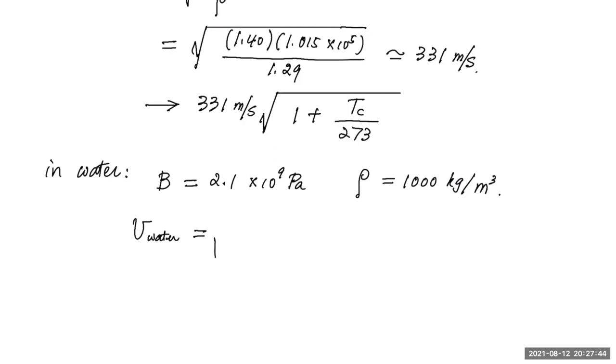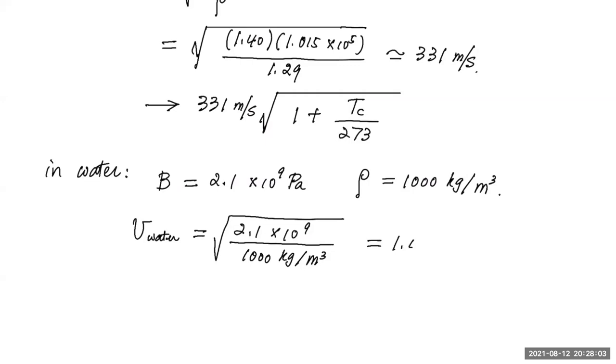It is equal to the square root of 2.1 times 10 to the 9 divided by 1,000 kilograms per meter cubed. And if you do the math, you'll find the answer to be, to the first two sig figs, 1.4 times 10 to the 3 meters per second. So sound travels faster in water than in air.